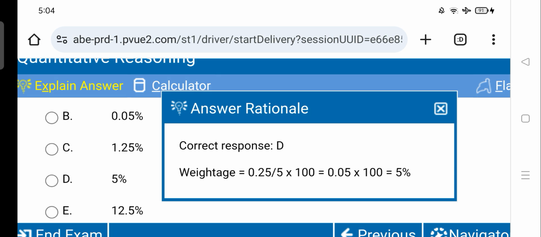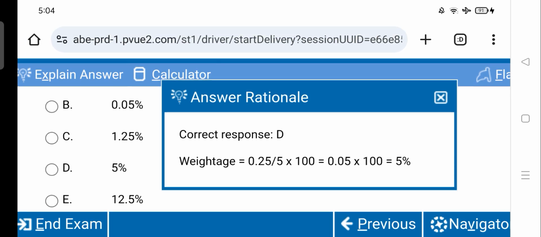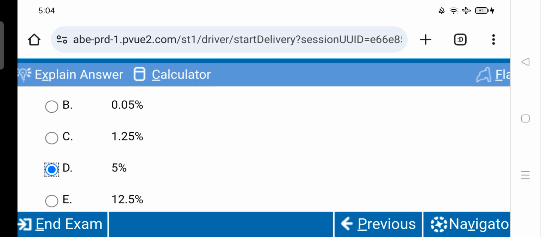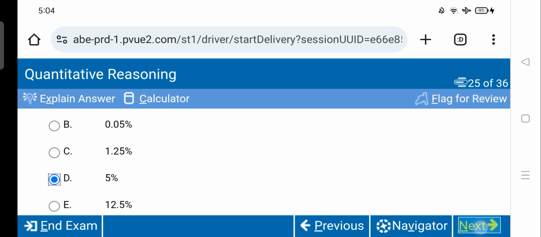Then we have the correct response is option D, as the weightage equals 0.25 divided by 5 multiplied by 100 equals 0.05 multiplied by 100 equals 5%. So that's how we have the correct option is option D, which is 5% weighting given to innovation, expressed as a percentage.